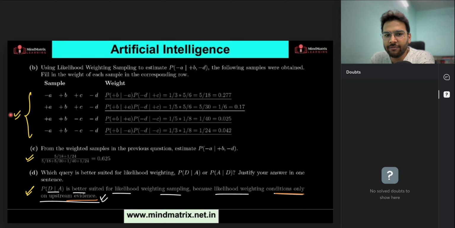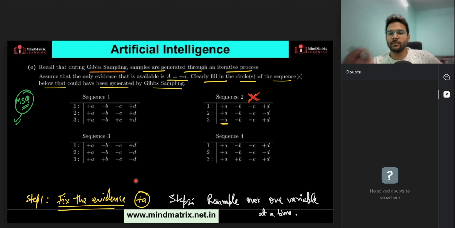Yes, ask your doubt, Manjunath, completely, then I will answer this. Except everything is dependent. Right, so you don't have to consider A. That's what I'm saying, non-evidence variables only. That means here you can say B, C, D.